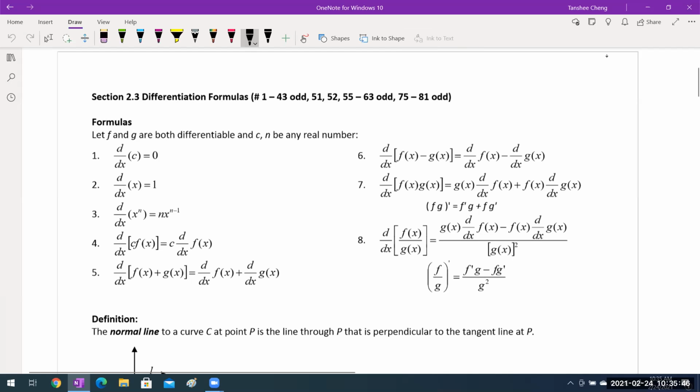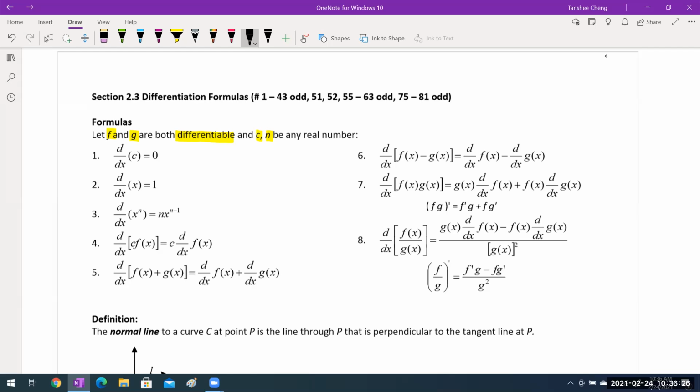So the following are the fundamental, I should say the basic differentiation formulas. First, the functions f and g are both differentiable, and c and n are any real numbers. Remember that when we say differentiable, that's basically telling us that the limit as h approaches 0 of f of x plus h minus f of x, all over h, exists.